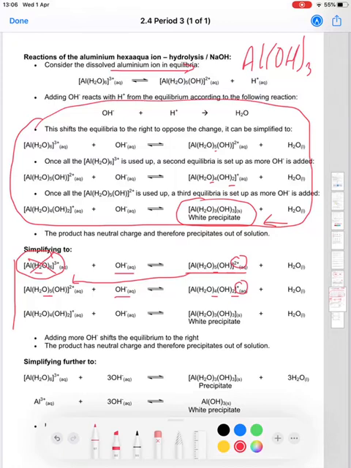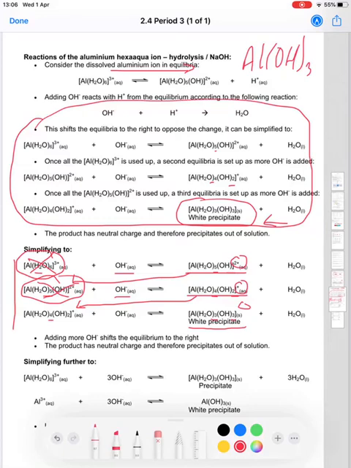As I keep adding the hydroxides, I eventually run out of this, and I have only this, which, if I continue adding the hydroxides, it will then react with another one of the waters, leaving me with 3 waters left, 3 hydroxides. At this point it is neutral, and because it is neutral, it is insoluble. And aluminium, not being a transition metal, will give you a white precipitate.